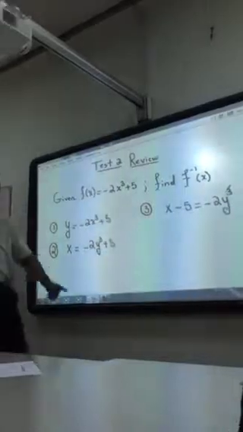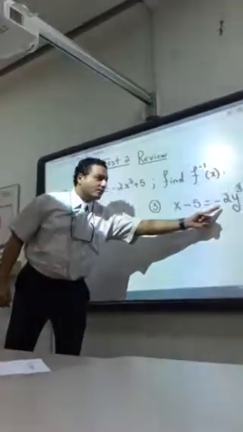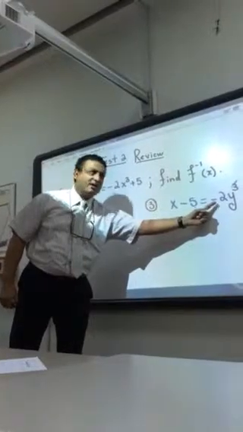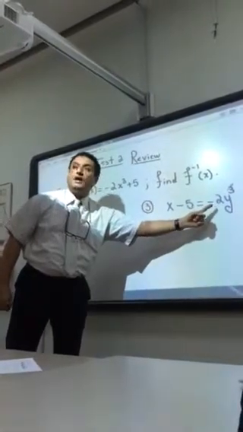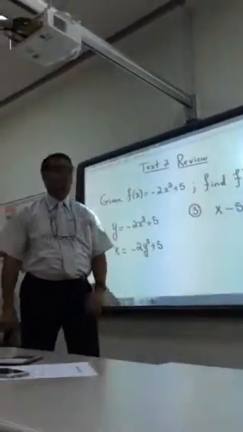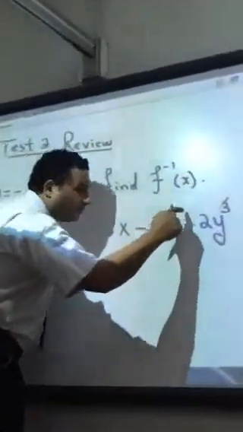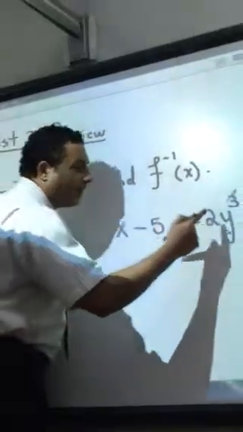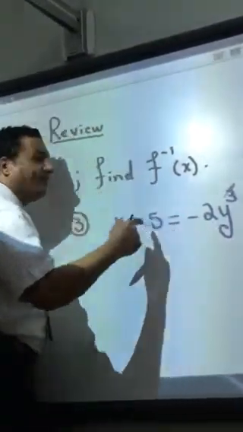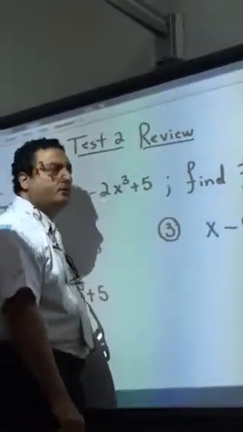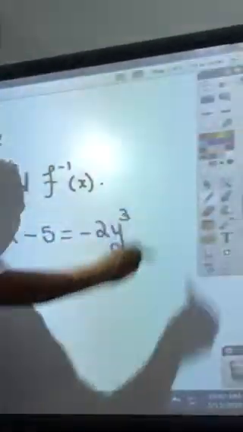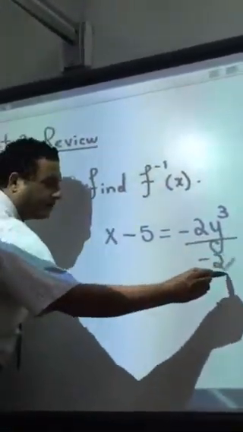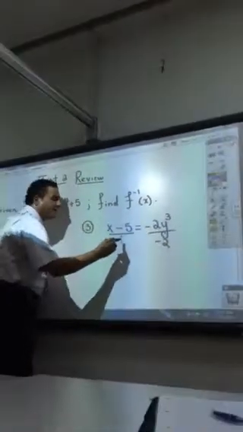Still, remember, I'm solving for y. I still have a negative 2, which I need to get rid of. How do I get rid of negative 2? Do we multiply by negative 2, or do we divide both sides by negative 2? We divide both sides by negative 2.